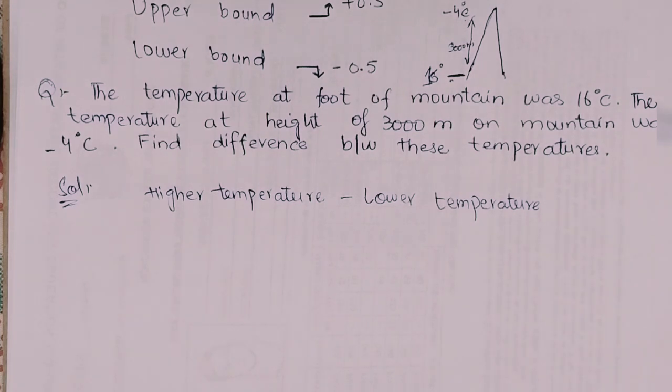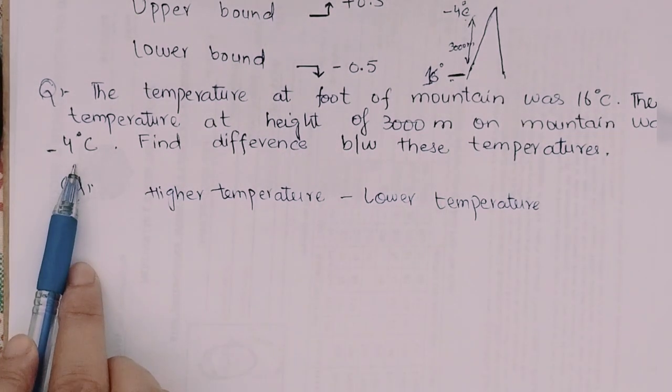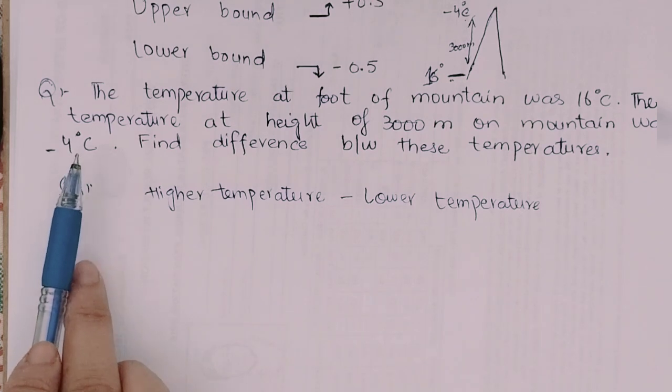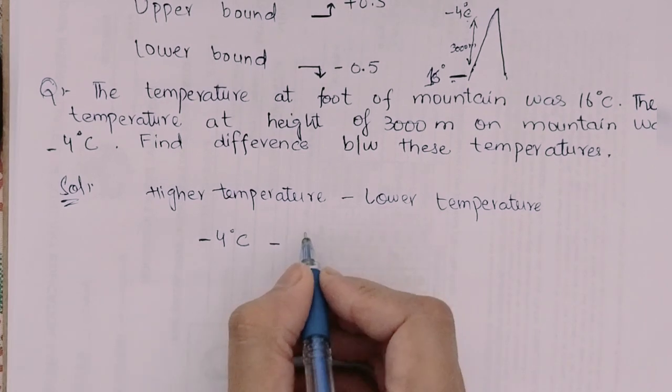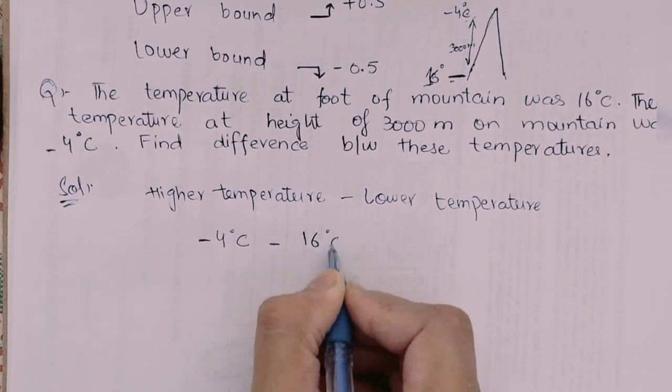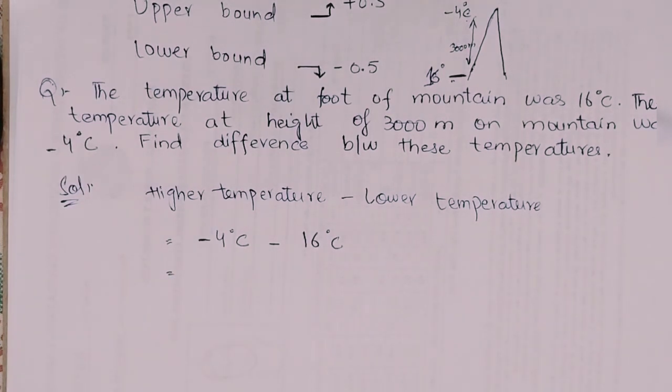You have to judge it, you have to feel the temperature, so you can judge it more easily and more accurately, because the temperatures you are given are 16 and minus 4. 16 is somewhat cold but minus 4 is very, very cold. So minus 4 degrees is your highest temperature and you have to subtract minus 16 degrees Celsius from it. You have to find the difference between these two temperatures, and what will we get?